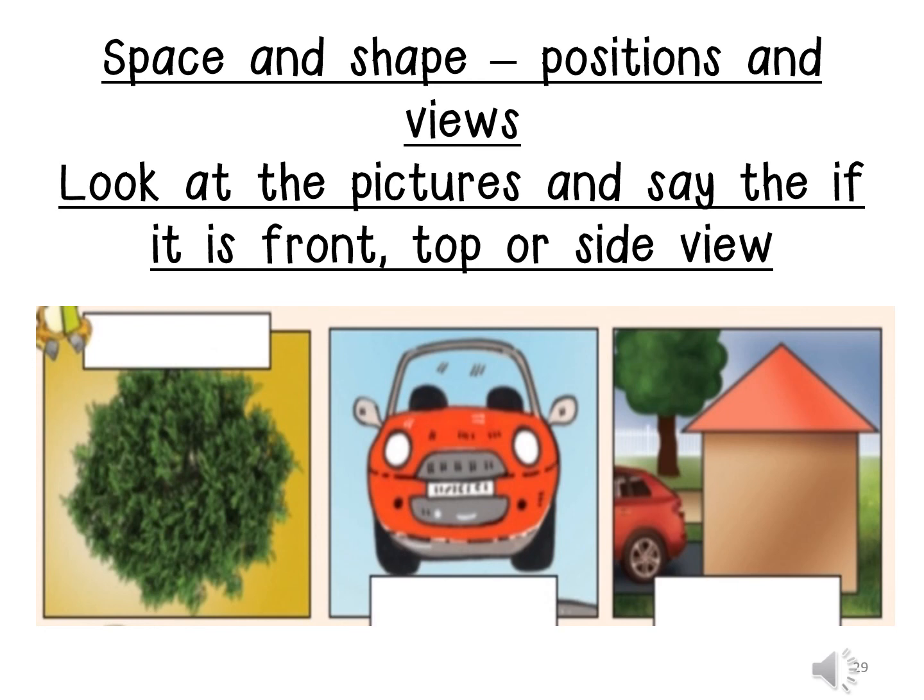Our second picture is a picture of the car. So we can see the front of the car. So this means this is the front view. And our last picture, we can see a house and the side of the car. So this means it is the side view.